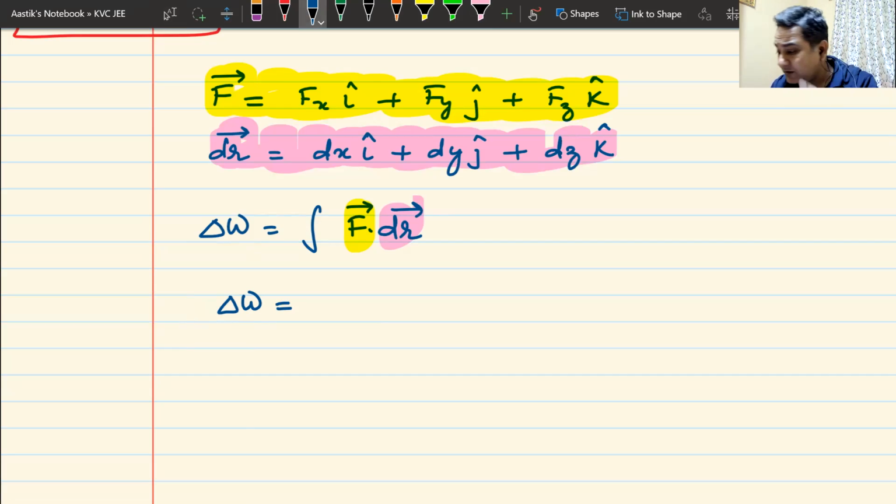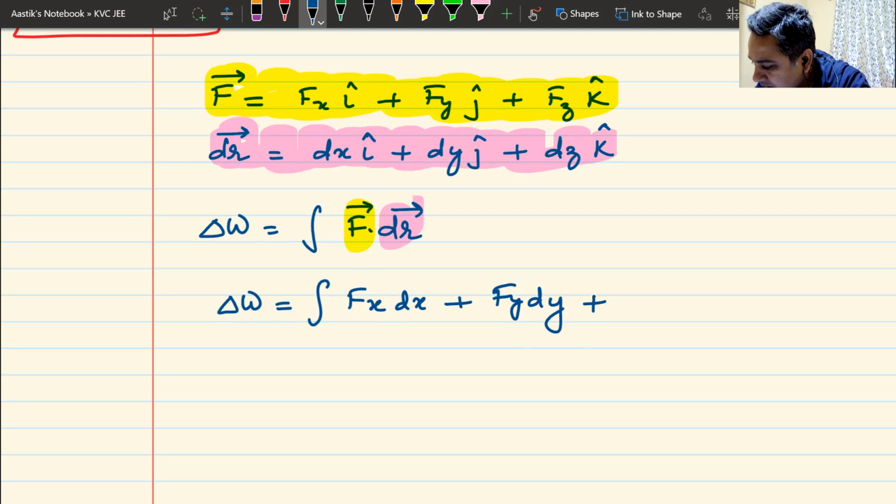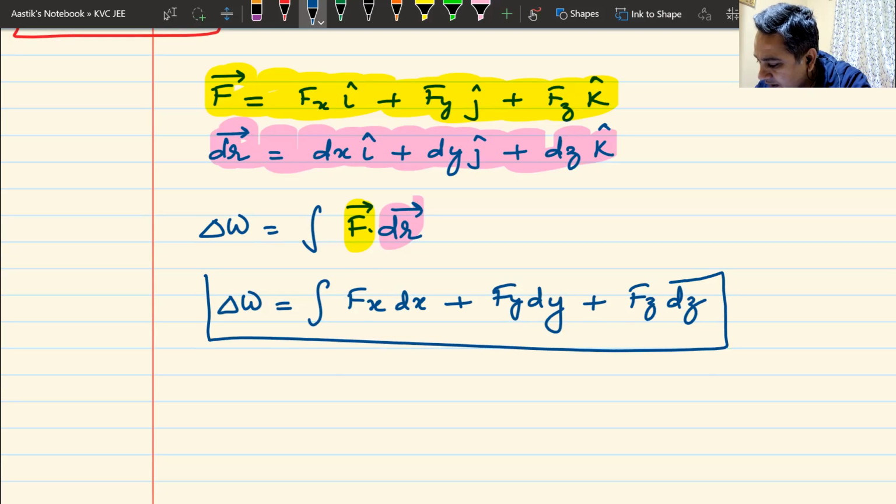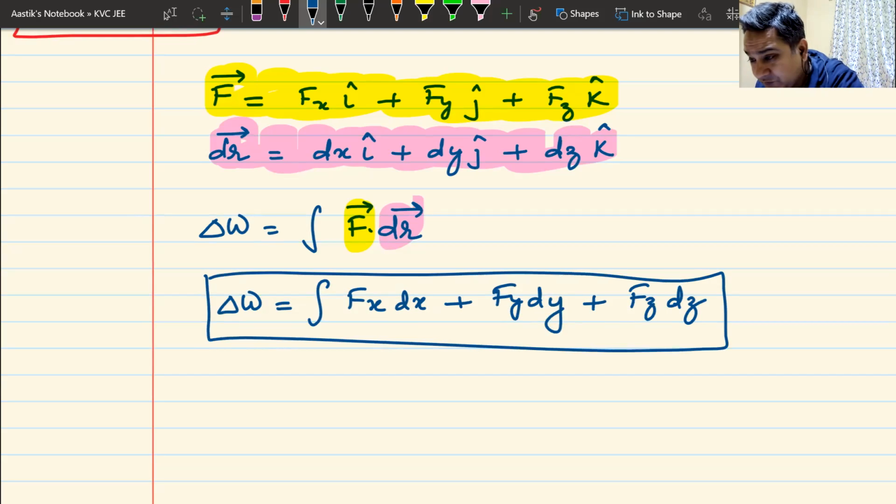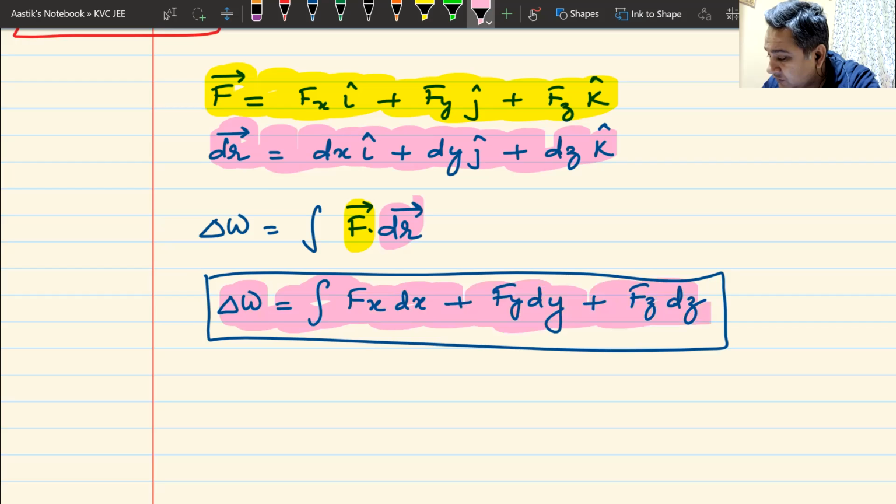I have to take the dot product of F with dr. Now I will get dotted with I, the rest is 0. J will get dotted with J, the rest is 0. K will get dotted with K, the rest is 0. So basically I will have the integral fx dx plus fy dy plus fz dz. This is the integral that you will be getting finally, and you can always find the work done by this integral no matter what, even if the force is constant or even if the force is variable.